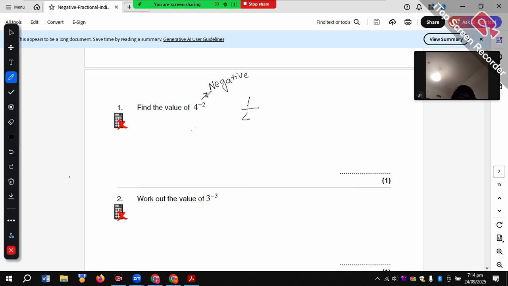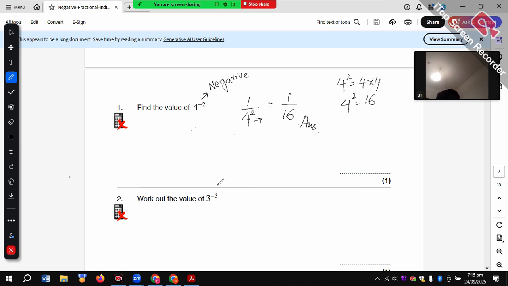So you can write 4 to the power of negative 2 as 1 over 4 raised to the power 2. Okay, so 1 over 4 to the power of 2. This is how you have to write 1 over 4 squared. Now 4 squared can be written like this, 4 times 4, so 4 squared is equal to 16. Now you have to write down the value, so the answer is 1 over 16. This is your answer.